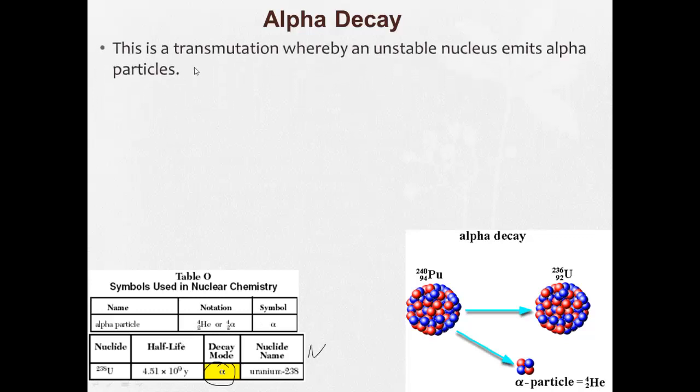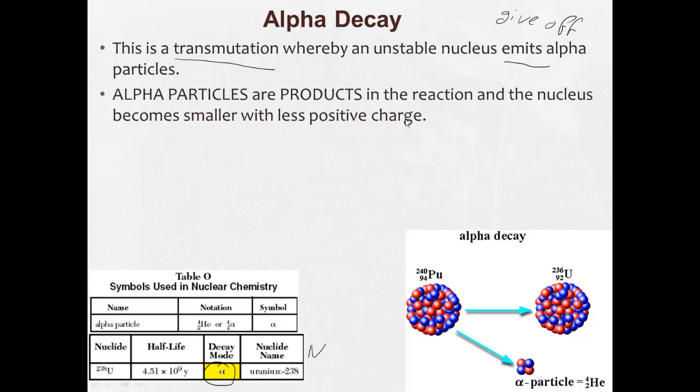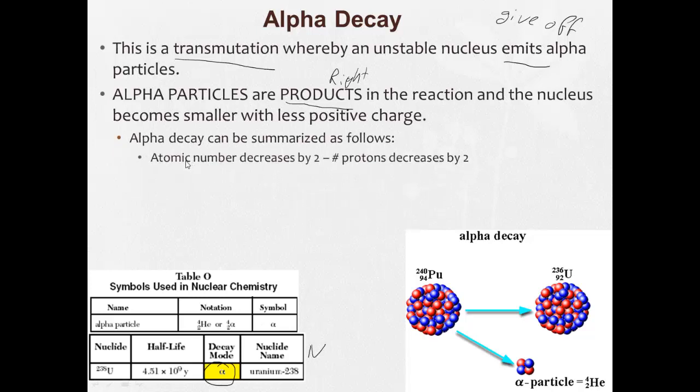Okay? So alpha decay is a transmutation, right? We learned that word in the last lesson, whereby an unstable nucleus emits alpha particles. Remember, emit means to give off. Alpha particles are products in the reaction, and the nucleus becomes smaller with a bit less positive charge. Remember, products on a reaction go on the right side of the arrow. So alpha decay can be summarized as follows. The atomic number is going to decrease by 2 because the number of protons decreases by 2. And the mass decreases by 4 because the number of neutrons decreases by 2. And remember that the atomic mass is equal to the number of protons plus the number of neutrons. So there's 2 protons and 2 neutrons, the mass decreases by 4.